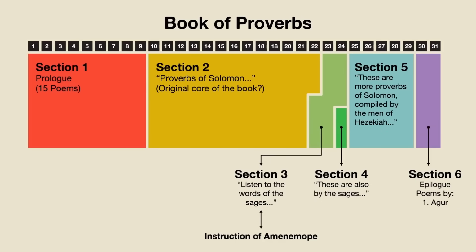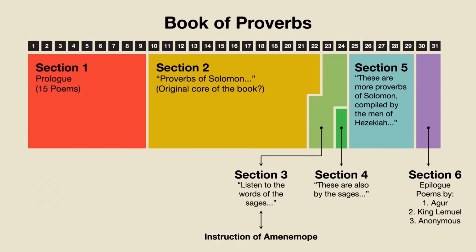Finally, in section 6, we get 3 final poems. One by Agur, son of Jakeh, from Massa, one written by Lemuel, the king of Massa, and the final one being anonymous. As to whether the kingdom of Massa was a real place or a fictional creation, no one is really sure.